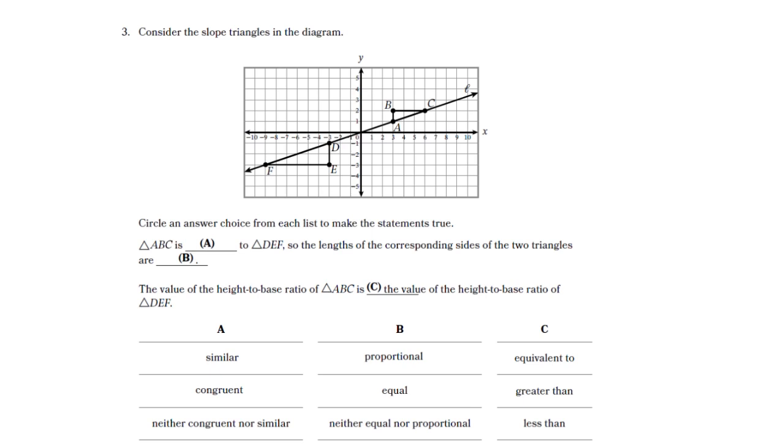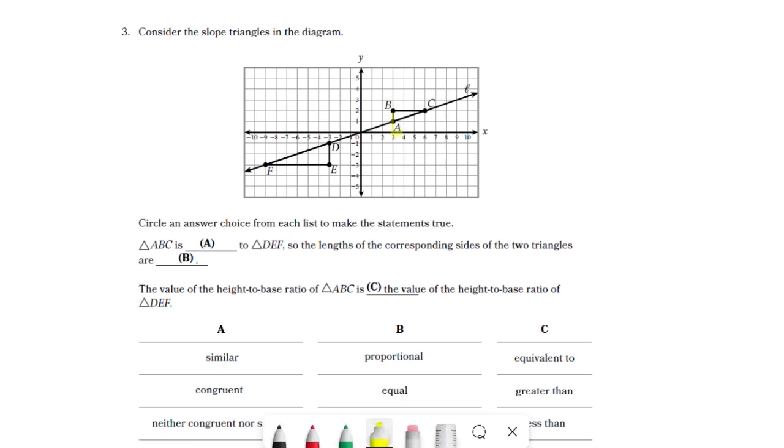So we learned in a previous lesson that if we have right triangles with horizontal and vertical legs, where the hypotenuses lie on the same line, that they are similar. So that's going to help us answer this question. It has two triangles, ABC and DEF, and it has some fill in the blanks here.